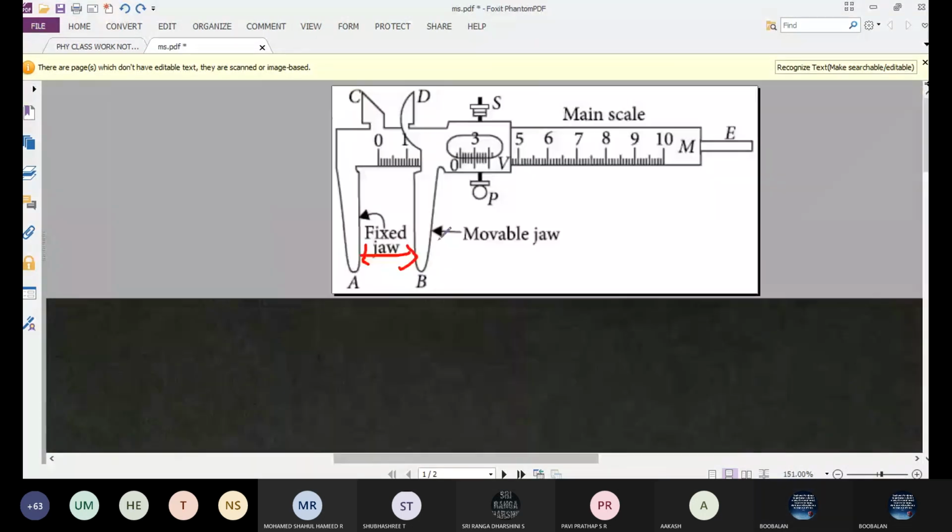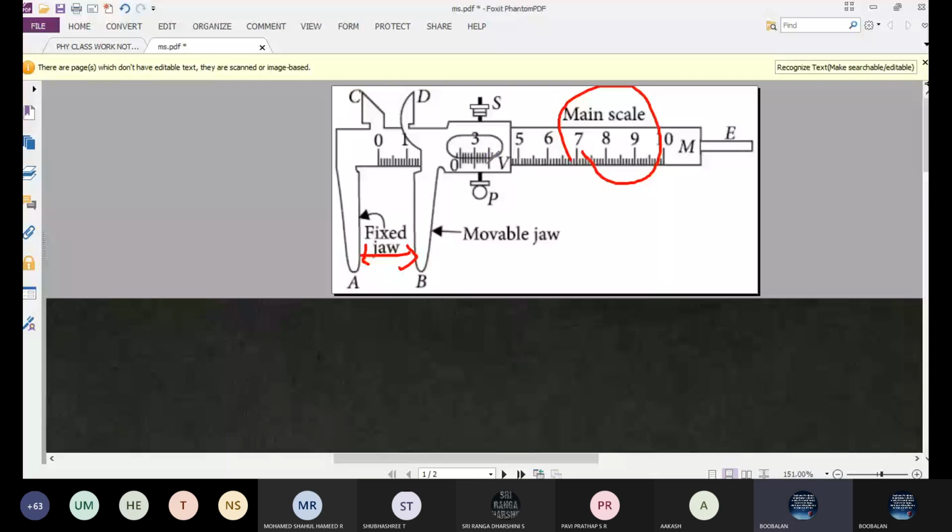Here, 0, 1, 2, 3, 4, 5, 6, 7, 10. This is the main scale reading or main scale division. Inside, see that, 1, 2, 3, 4, 5, 6, 7, 8. That line only I'm counting, 15. This is the Vernier scale division.